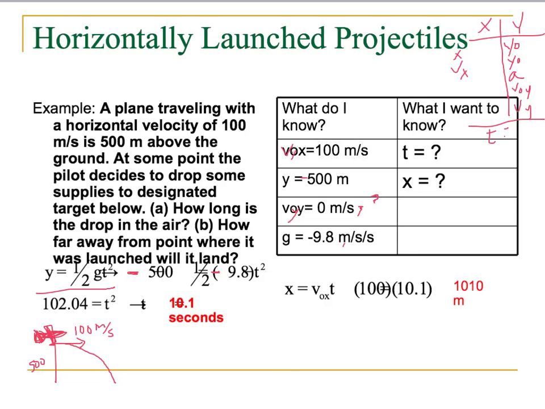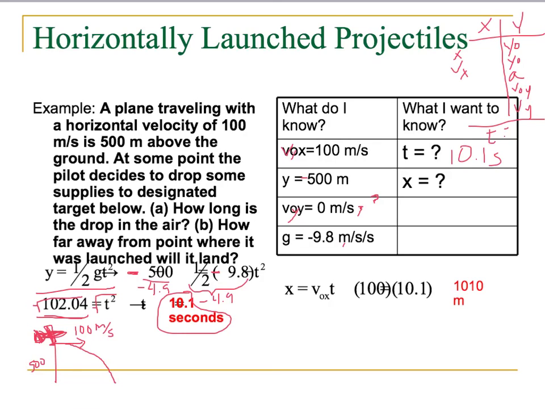When we solve for t squared, we get 102.04. We do that by multiplying our 1/2 times 9.8. We get negative 4.9, and then we would be dividing both sides by negative 4.9. So if you do 500 divided by negative 4.9, that's where you get the 102.04, and that's t squared. And then your last step here would be to take the square root of both sides, and so you get t is 10.1 seconds. Now you can add that to the list of information that you know.